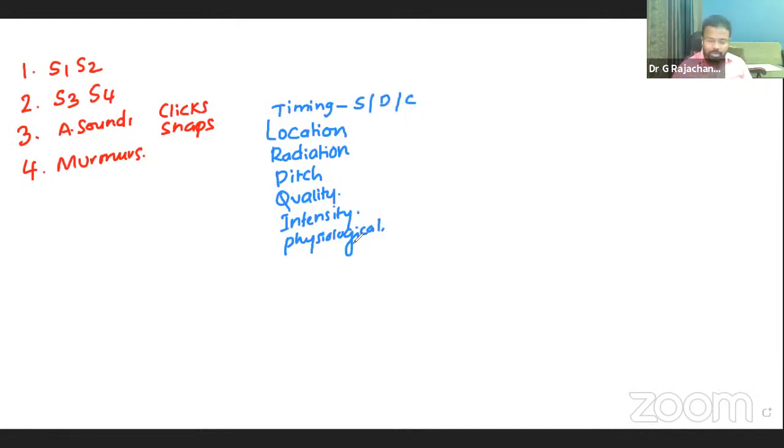But anyway, whenever you hear a murmur, you need to categorize this murmur under these characteristics. Every murmur will have these characteristics. One more thing I think we ignored, that is called a shape.